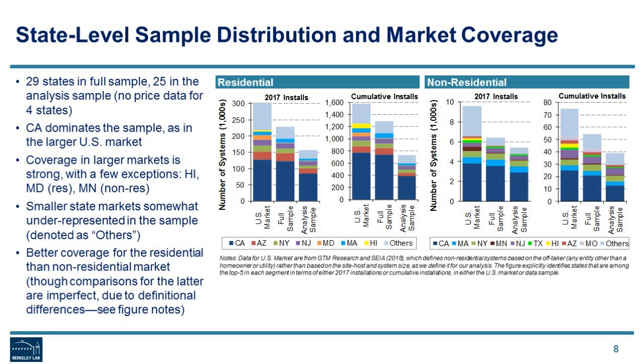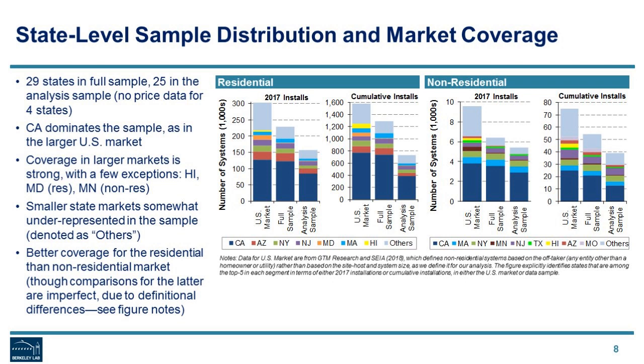So our overall data collection covers 29 states, though we only actually get installed price data for 25, but still a pretty broad geographical coverage. The figures here are a little bit dense, but basically what each one does is it compares the geographical distribution of the overall U.S. market to both our full sample in the middle and then the analysis sample, which is the third of these sequential sets of bars.